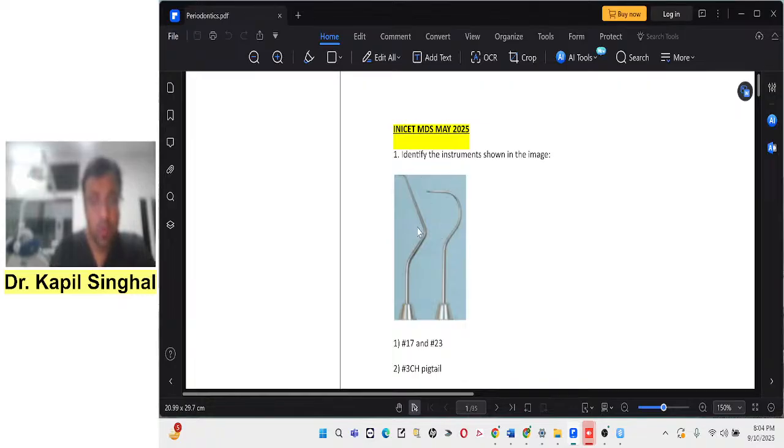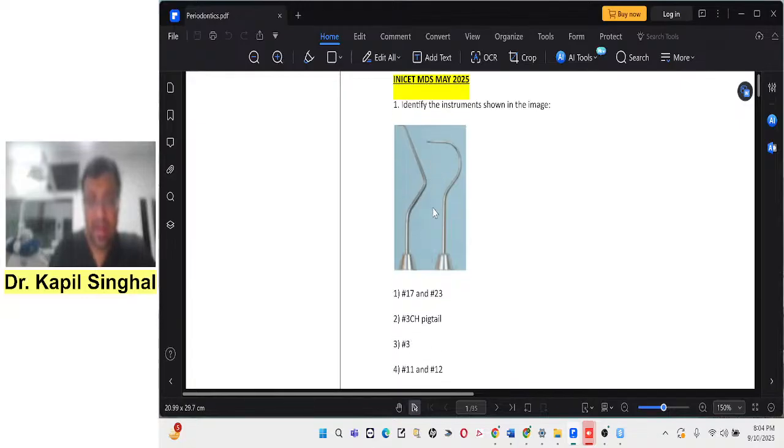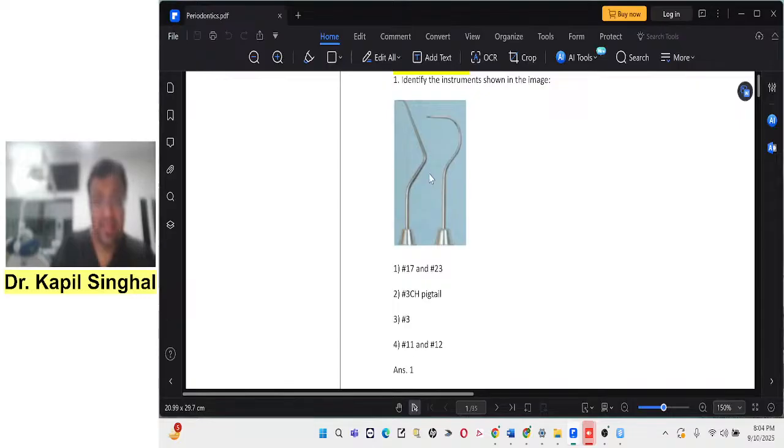So the first and a very common question that's been asked many times recently in the exams is this: they ask you what's the name of this instrument. So you need to remember and identify these instruments. These are basically explorers, and this is the hash 17 and this is the hash 23 end of the explorer. So please remember hash 17 and hash 23. The answer here would be number 1.